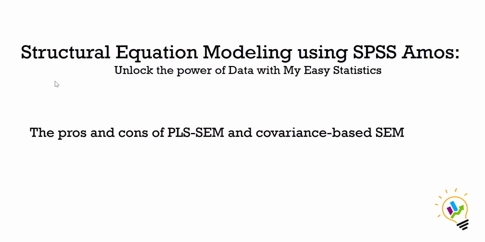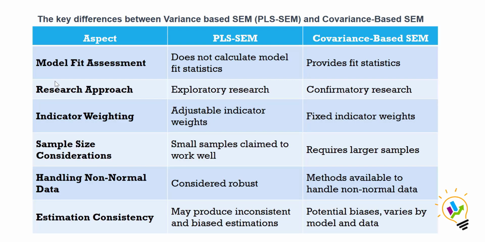In this video, we are going to discuss the pros and cons of PLS-SEM and covariance-based SEM. PLS-SEM is a flexible and popular alternative to covariance-based SEM. It can handle challenges like small sample and non-normal data. However, it has its own limitations and should not be used as a complete replacement for covariance-based SEM.